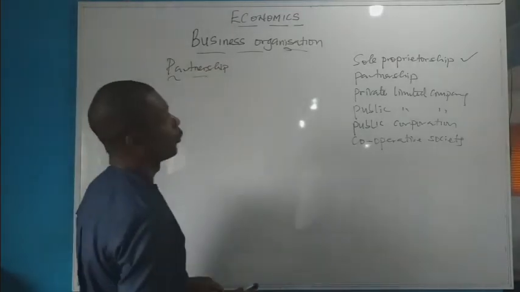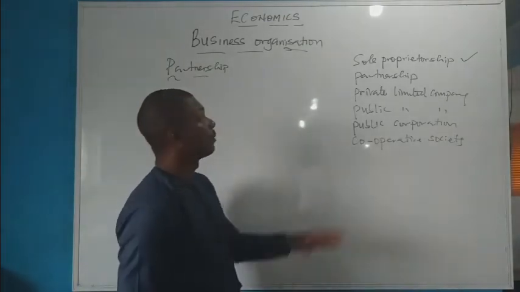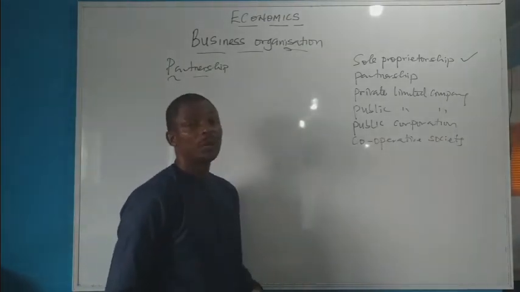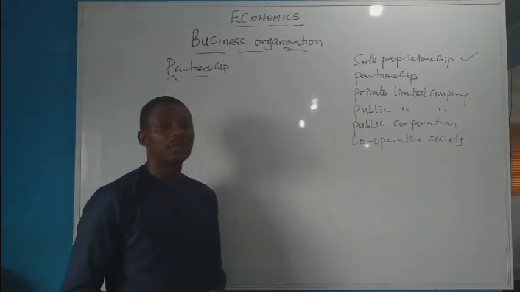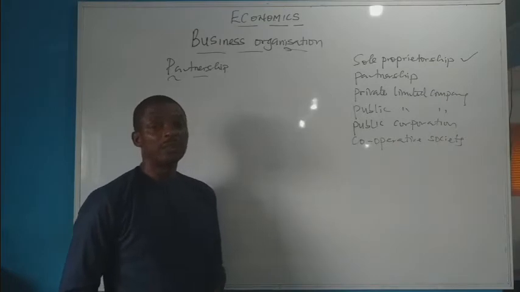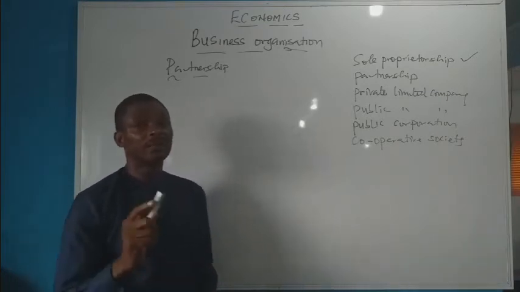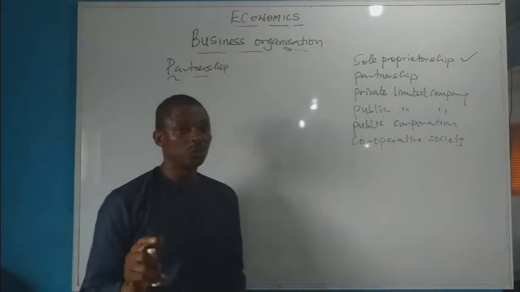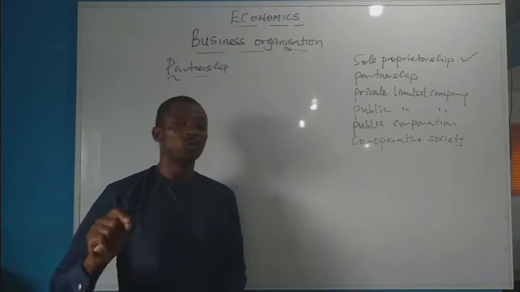We have looked at the sole proprietorship, we have looked at the features, and we have looked at advantages and disadvantages. We now go straight to the word partnership. And what is partnership? It's a business organization owned, managed, and financed by 2 to 20 people with the aim of making profits. Now, in the banking sector, it is limited to 2 to 10, but in the ordinary partnership business, it is limited to 2 to 20.